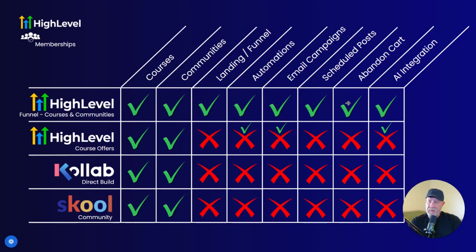If someone signs up through your funnel but they decide not to buy, you can grab that person and run them through some abandoned cart emails. And of course, AI integration, you can do some AI integrations with the funnel process. You can also do some with the course offers, but it's definitely harder. So your best bet if you're going to sell courses and communities is to run the HighLevel system through the funnel process.